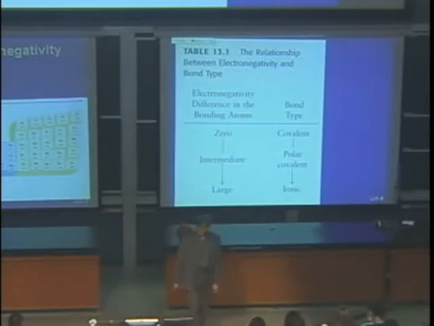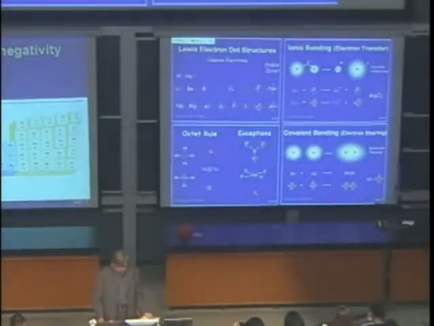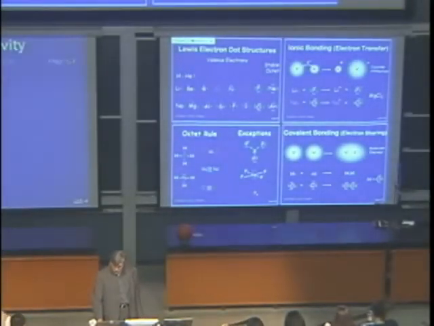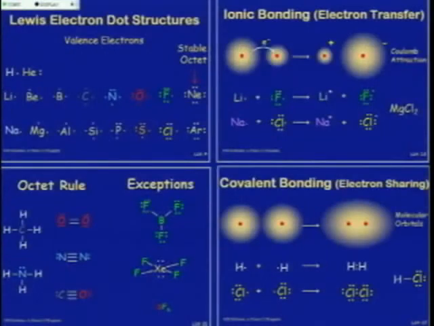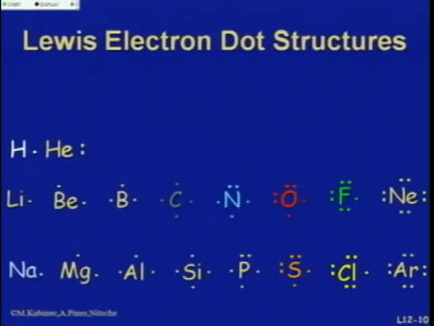So with this, we are now ready to go into bonding, and we go into a very simple bonding picture. We go into the Lewis dot structures, and the Lewis dot structures were, as the name says, invented by Gilbert Newton Lewis, and that was in the beginning of that century. They knew about the electron, and they knew to some extent about the nucleus. They didn't really care too much about the nucleus at this point.